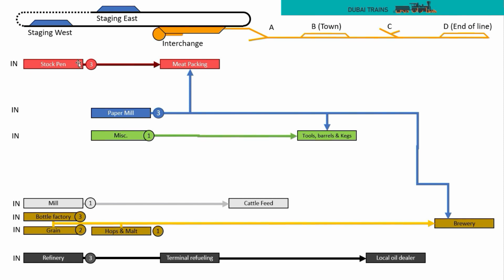So you see we have stock cars, hoppers from the mill, bottles, grain, and cars from the refinery coming in from the west. And from the east, we got cars from the paper mill, miscellaneous for the tools and barrels and kegs, and hops and malts coming in from the east. So it's a total of 3, 3, 1, 1, 2, 3, 1, and 3, 17 cars.